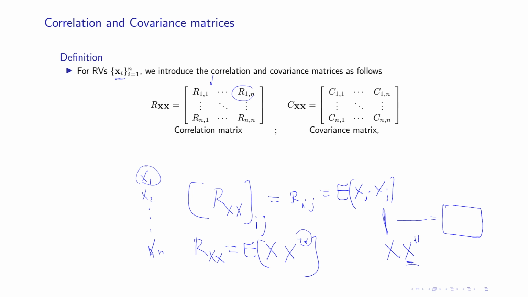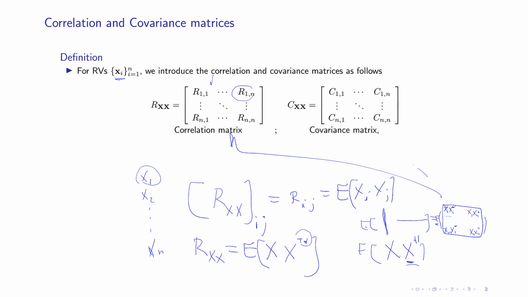And in this matrix, the first element is going to be x1, x1 conjugate, and the last one in the first row is x1, xn conjugate. Here you will get xn, x1 conjugate, and then xn, xn conjugate. And then you apply expected value over this matrix, on each individual one of these terms, which is going to give you this correlation matrix.